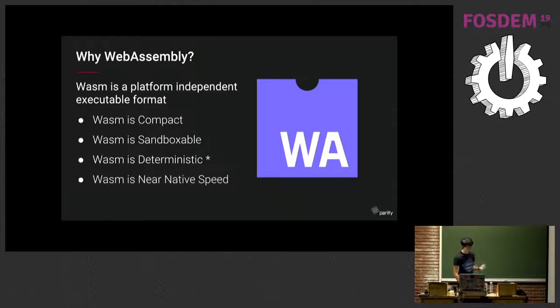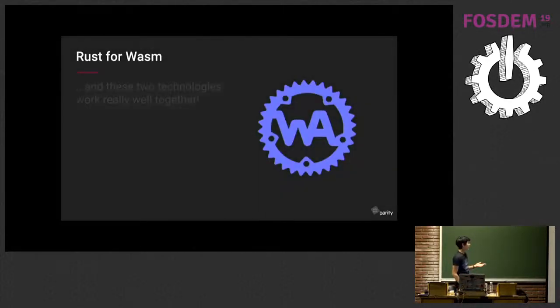And then WASM is near-native speed. As we mentioned, it's close to machine code, so it means it runs really quickly. And finally, it's really well-supported. We have a lot of support from the community, including all major browsers and even the companies building on the web. And then what's great is that Rust and WASM actually work really well together.